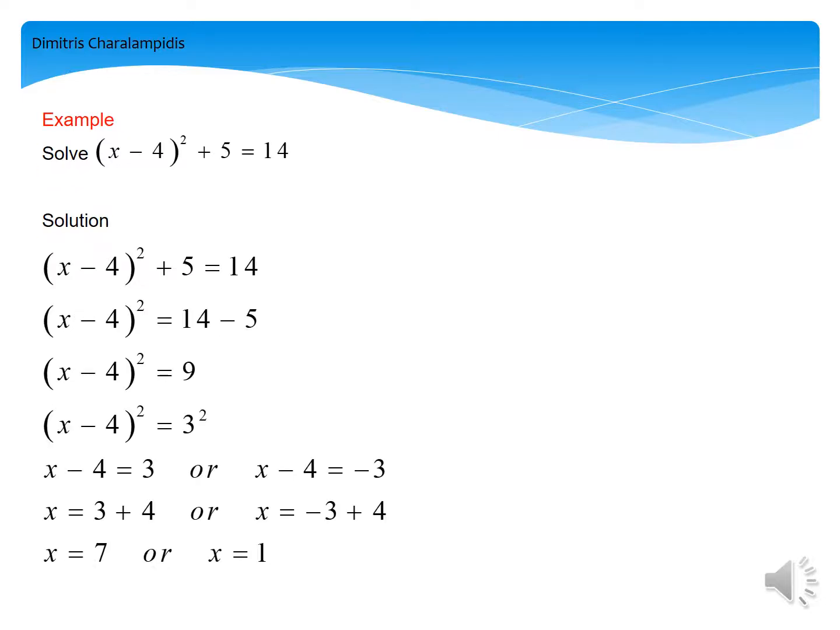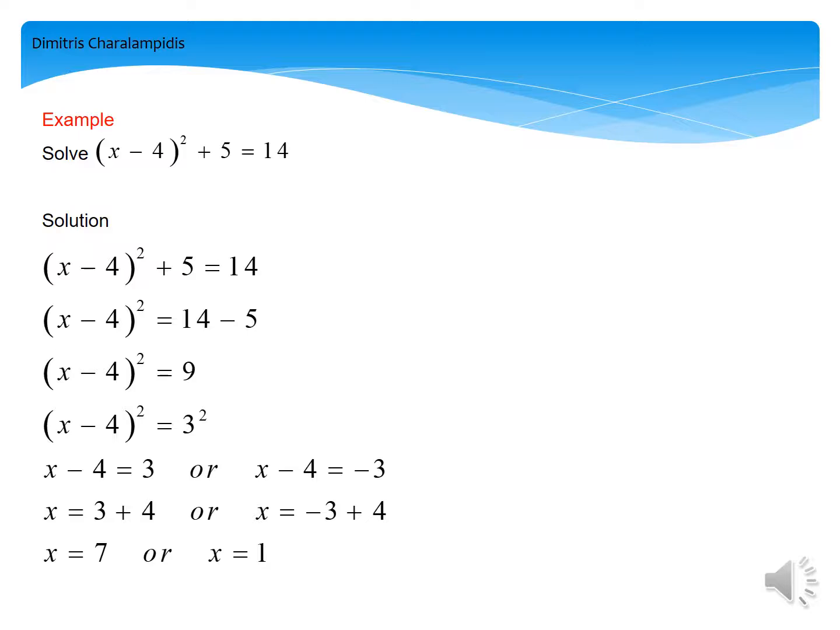Second example, solve (x minus 4) all squared plus 5 equals 14. Again, we will try to isolate the squared expression. So we will try to isolate (x minus 4) all squared to the left hand side. We should write (x minus 4) all squared equals 14 minus 5, thus (x minus 4) all squared equals 9, and now we are wondering whether 9 can be written as something squared.